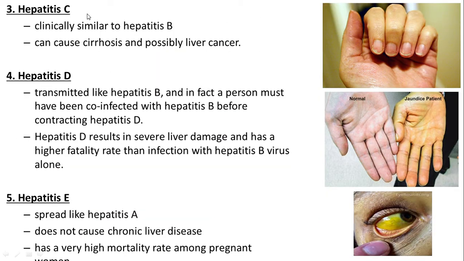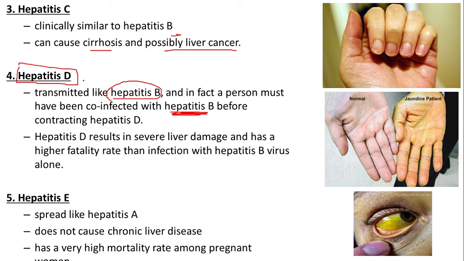So next, you have your hepatitis C. So Hepa C is clinically similar to hepatitis B, and it can possibly cause cirrhosis and liver cancer as well. Next, you have your hepatitis D. So this is transmitted like Hepa B, but in order to get hepatitis D, usually you need to be infected with Hepa B already. So Hepa B can lead you to be infected with hepatitis D.